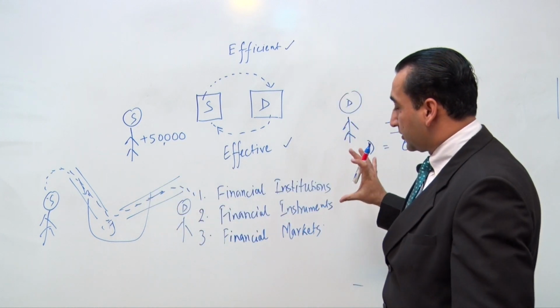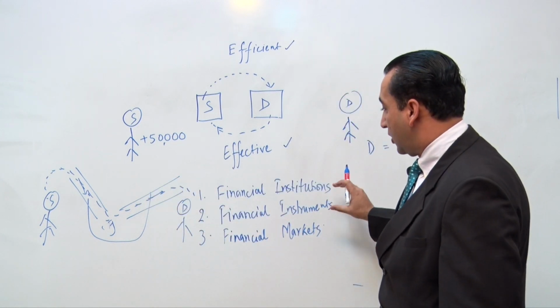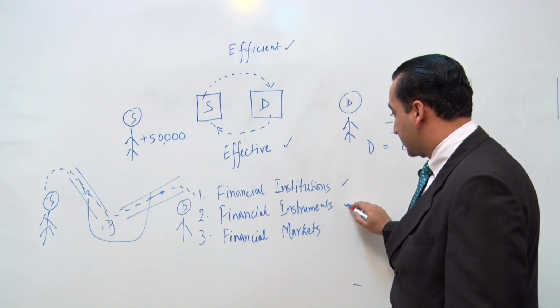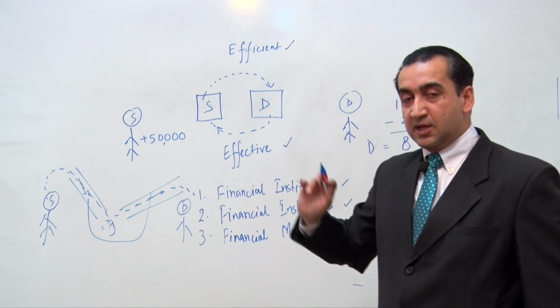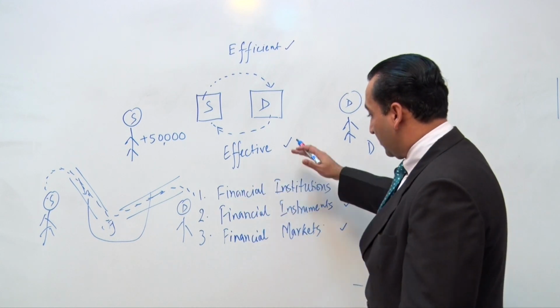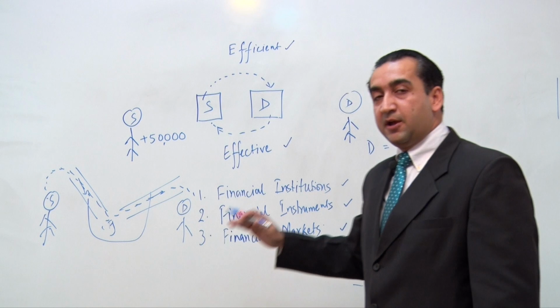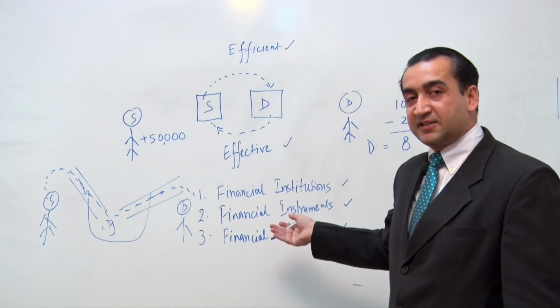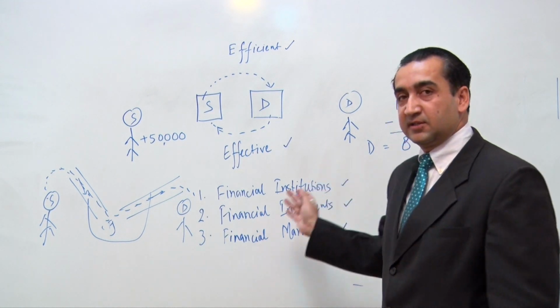So these are the three dimensions of the financial system: financial institutions, instruments, and markets. India already has all these things in place. Innovations and improvements, especially in terms of execution, are always an area where scope is left.